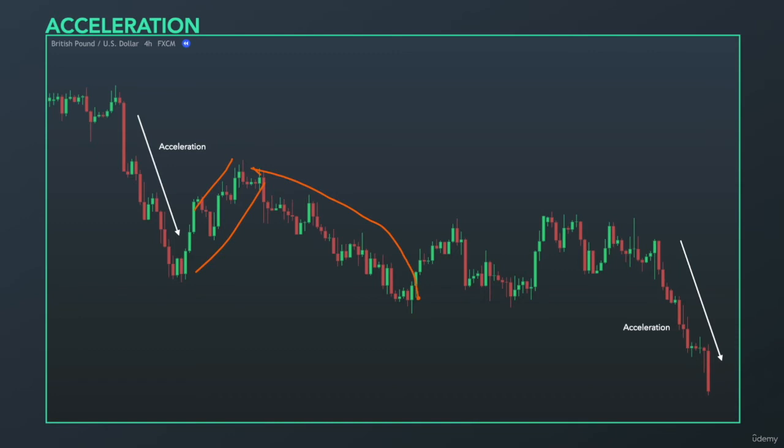Actually, this is not an acceleration. If you observe the candlesticks, they are very small, although the majority of them are bearish, but in terms of speed, it is much slower than the previous acceleration. And then price entered into consolidation. After this consolidation, price moved again aggressively to the downside. So this is our acceleration.